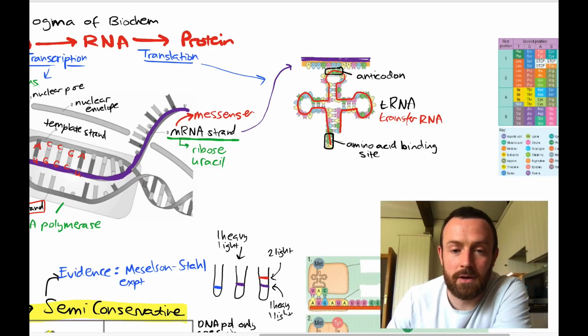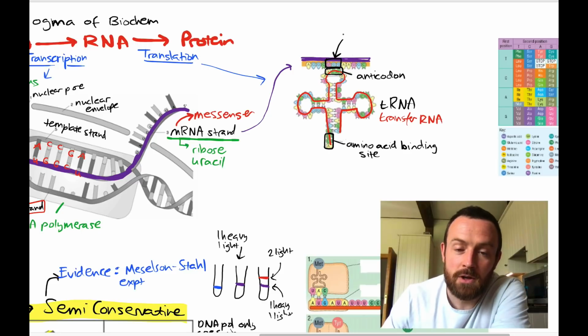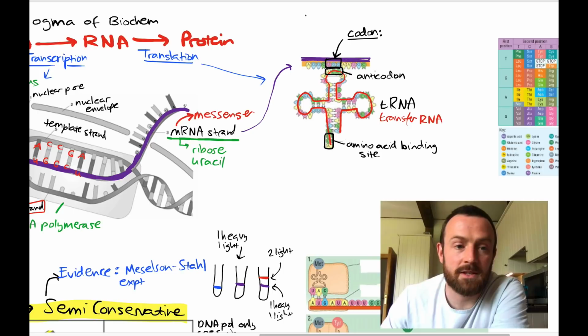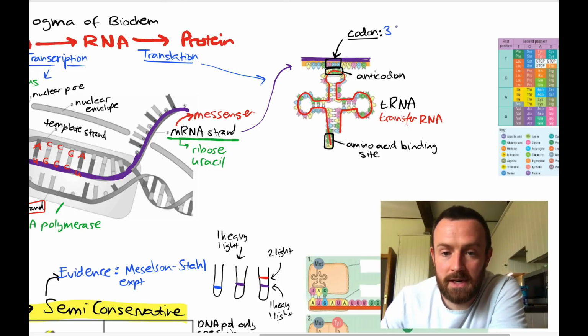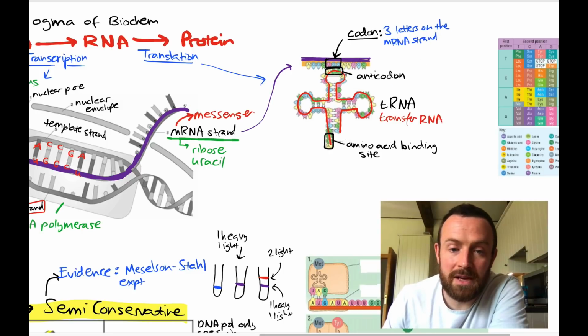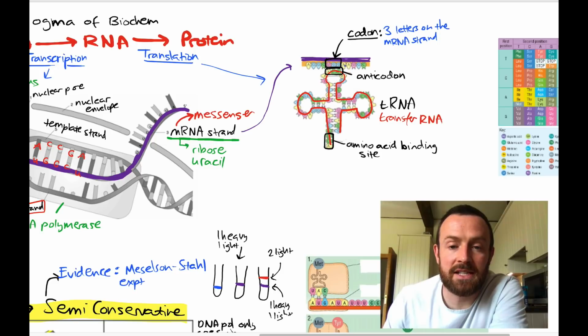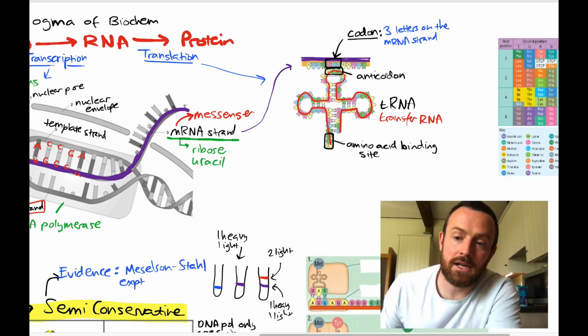So the anticodon here binds to the messenger RNA codon. So the codon is 3 letters on the mRNA strand. The 3 letters here, for example, if you can see this, say UGG. Those UGG letters on the messenger RNA strand bind with ACC on the anticodon.